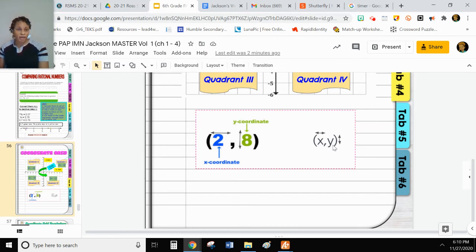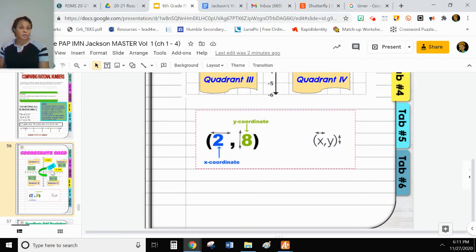X comma y, x comma y. X comes before y. Think about your alphabet. X, Y, Z, same thing. X, Y. Okay, so x and then y. X is your left to right, and then y is your up and down.